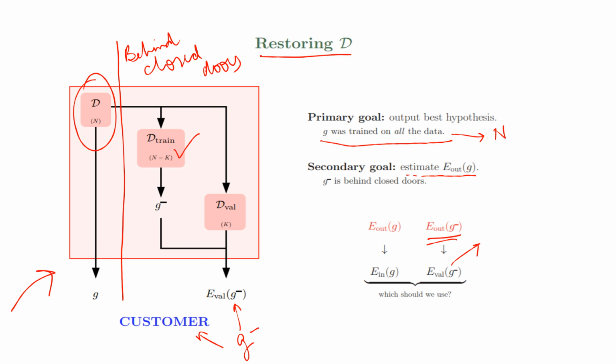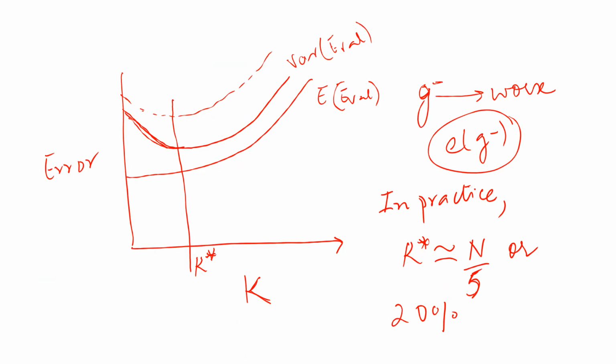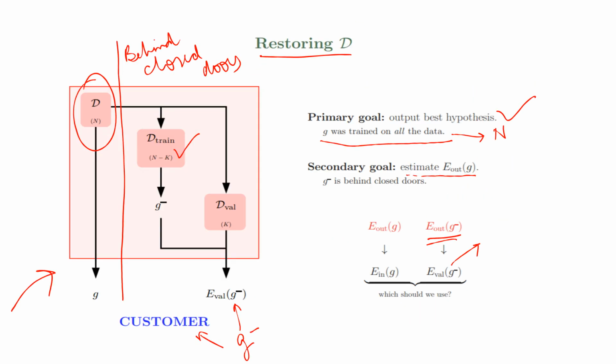So the primary goal is to get the best hypothesis, so we should output G, the hypothesis that's trained on the entire data set D. And then the secondary goal was to estimate E out, which is what validation allowed us to do, right? Based on the trade-off we saw here, we can come up with some relationship between E out of G and E out of G minus. So let's look at that. What exactly is the relationship?